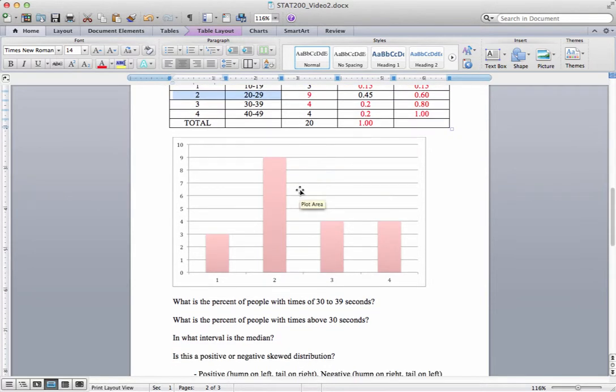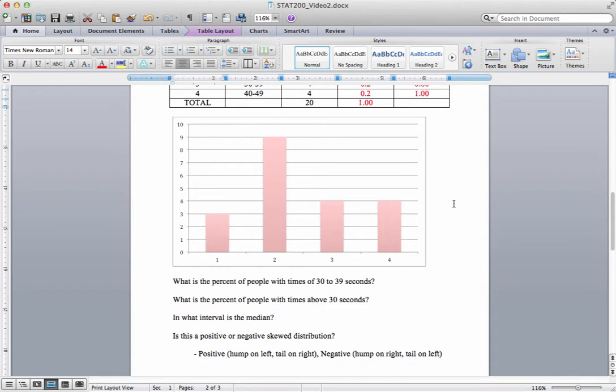And that's the answer. And finally, let's look at positive or negative skew distributions. If we have a positive skew, we are looking for a hump on the left side of the sample set, and the tail will go to the right.